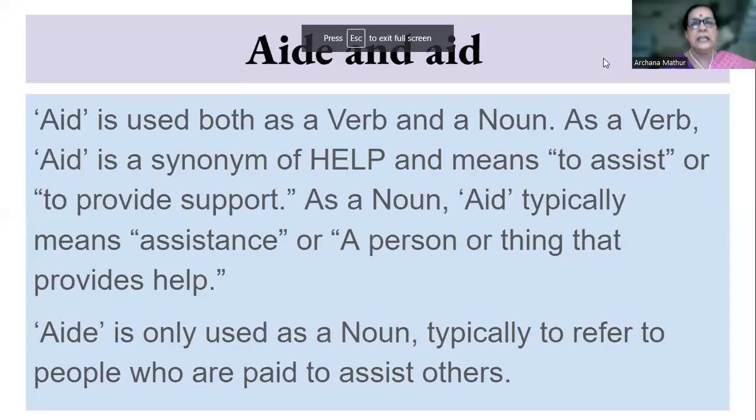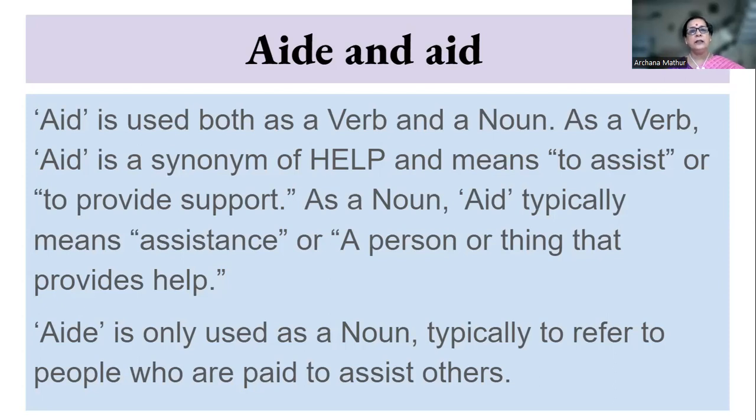Now we have aid and aide. Now, aid is used both as a verb and a noun. We all know aid, it is a very, very common word. Like we give aid to the underprivileged. It could be money, it could be anything. So that is aid. As a verb, aid is a synonym of help and means to assist or to provide support. Like we give monetary aid to poor people, or we give some kind of aid to animals who are underprivileged or who are suffering. As a noun, it means assistance or a person or thing that provides help.